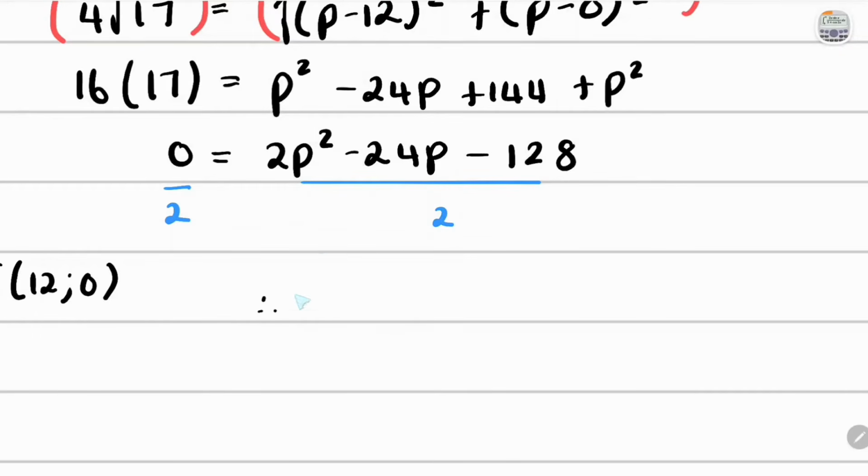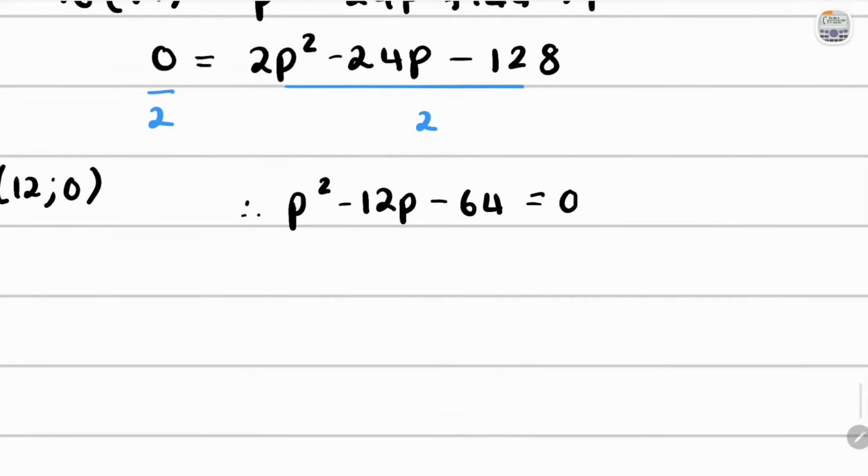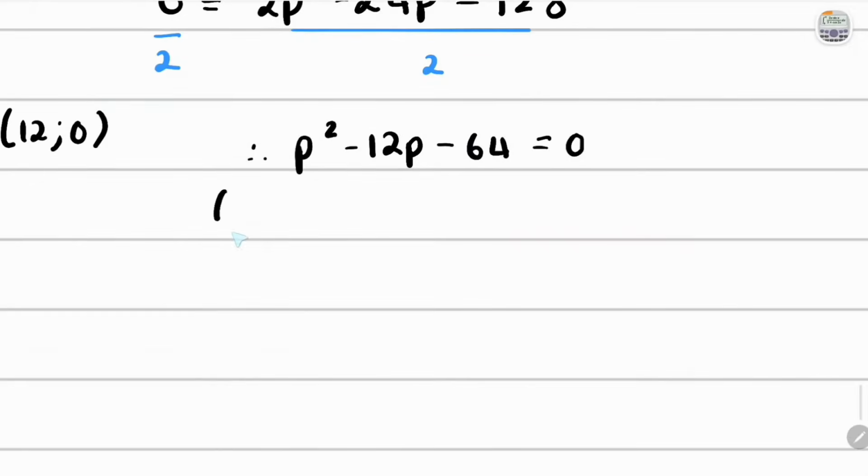And now we get, so let's just start with these. That's going to be p squared minus 12p. 128 divided by 2 is 64, so negative 64 is equal to 0. And now we have to factorize. So open up two brackets and we have p multiplied by p is equal to 0.